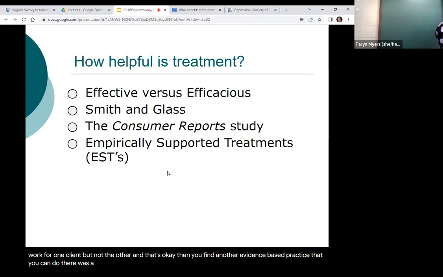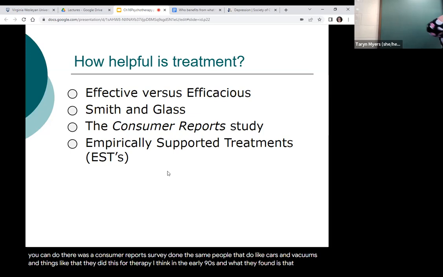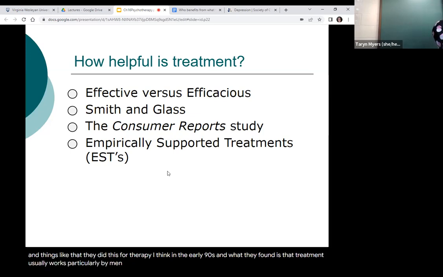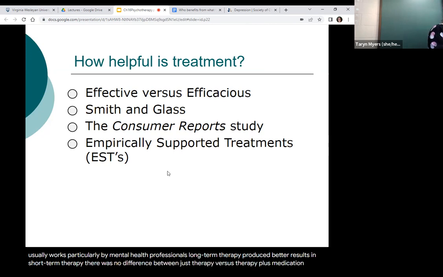There was a Consumer Reports survey done, the same people that do cars and vacuums and things like that. They did this for therapy, I think in the early 90s. And what they found is that treatment usually works, particularly by mental health professionals. Long-term therapy produced better results than short-term therapy. But there was no difference between just therapy versus therapy plus medication.